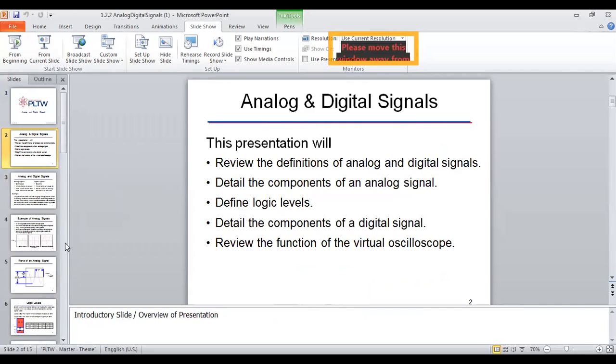Looking at this presentation, what do you need to know? What is very important for you to know? You need to be able to define clearly analog and digital signals and compare and contrast analog and digital signals.